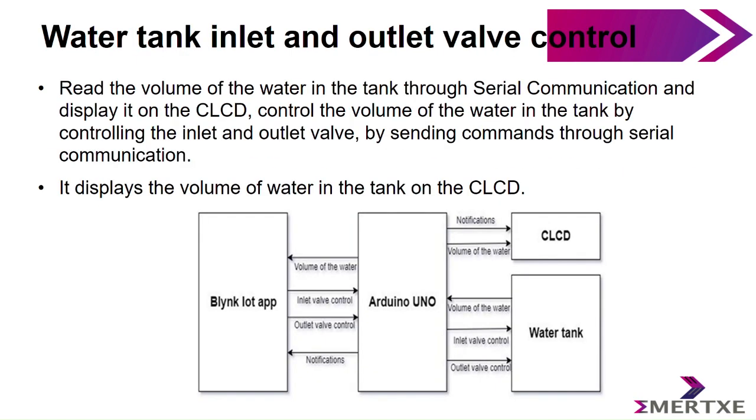Water tank inlet and outlet valve. How is it done? Read the volume of the water in the tank through serial communication. Display it on the CLCD. Control the volume of the water in the tank by controlling the inlet and outlet valve by sending commands through serial communication. It displays the volume of the water in the tank on the CLCD.